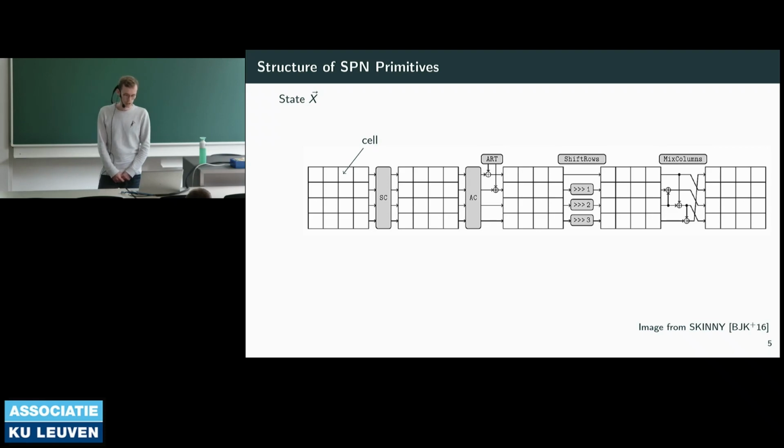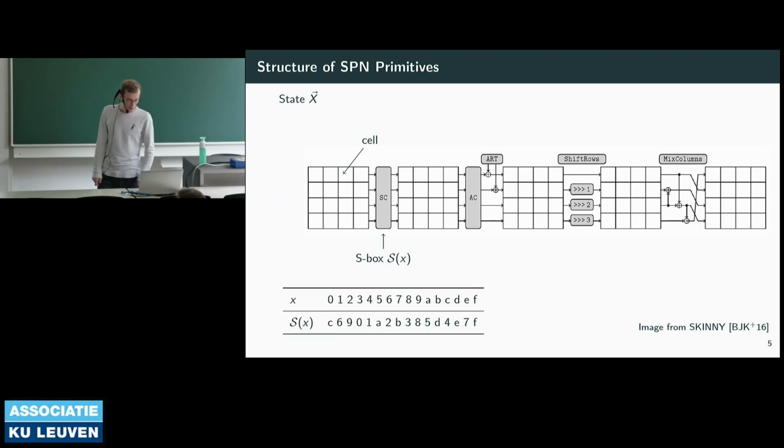What I have put here on the slide is the round function of SKINNY. In the talk, I will concentrate on SKINNY only, and only on the SKINNY version that uses 4-bit S boxes. In SKINNY, the state is a 4x4 matrix of cells. In the first step, the S box is applied to each of the cells. The S box is a nonlinear substitution function, and you can see the mapping in the table there.